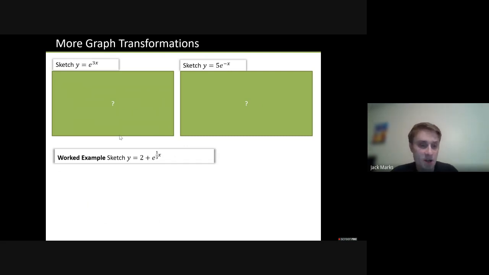Right. So now we know what e is. We can kind of put a and b together. So e to the x is just an exponential. Okay. That again would go through 1. So what about e to the 3x?